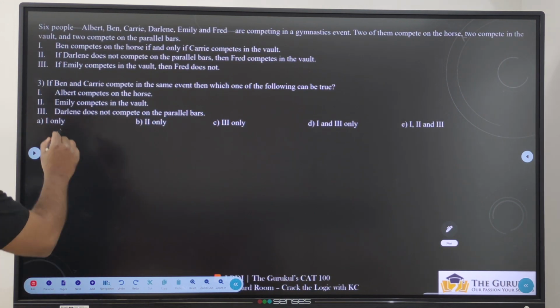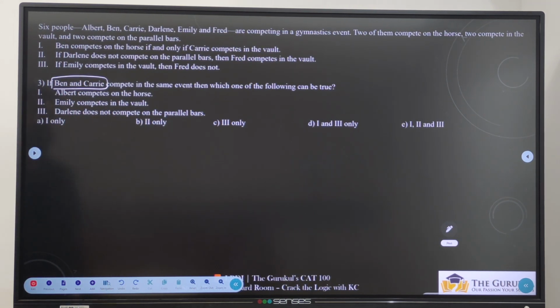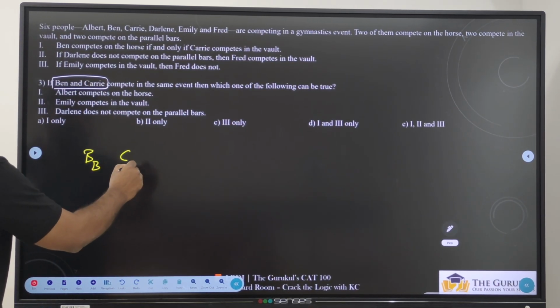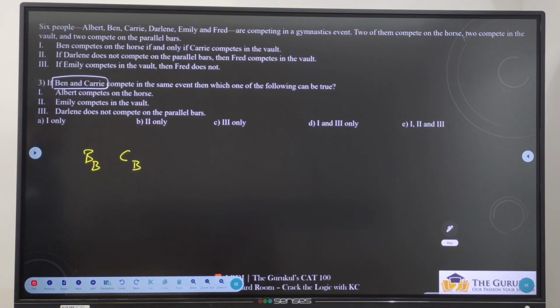Next, if B and C compete in the same event, then which of the following can be true? If B and C are both competing in the same event, it cannot be vault, and it cannot be horse either. So both of them should be participating in bars only. So B should be participating in bars. C should also be participating in bars. Okay, next, what can happen?